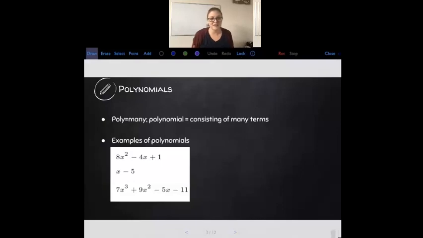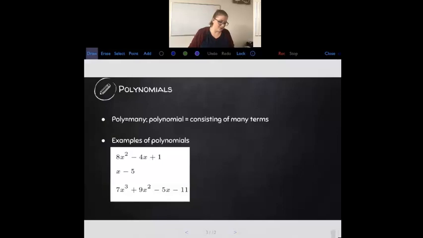So poly means many, polynomial means consisting of many terms. So below, there's some examples of polynomials: 8x squared minus 4x plus 1, where 8x squared is a term, negative 4x is a term, positive 1 is a term, x minus 5, 7x cubed plus 9x squared minus 5x minus 11, and so on.